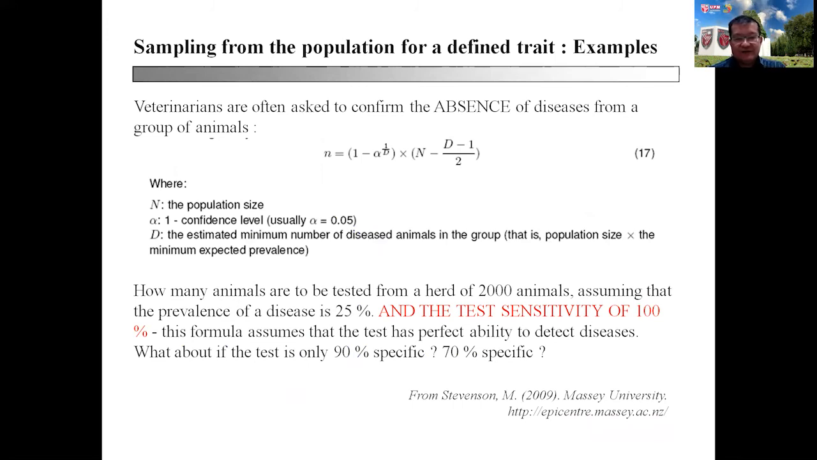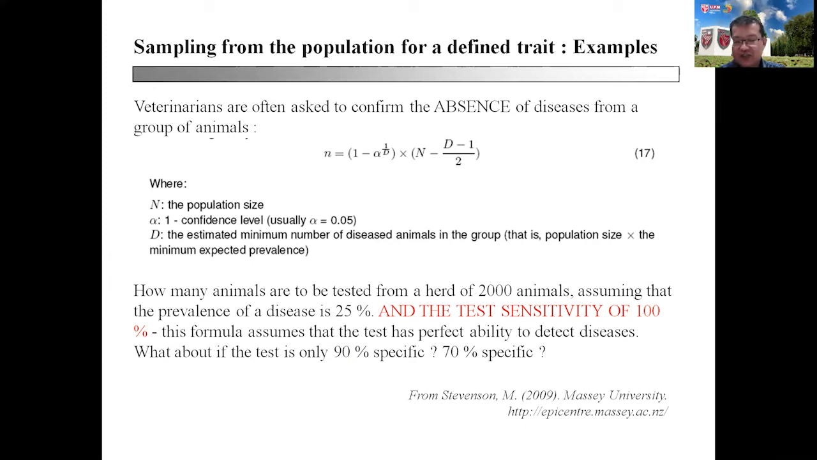And in the same manner, veterinarians are often asked to confirm the absence of diseases from a group of animals. You can see here, this is based on the formula published by Stevenson, 2009 from Massey University. You can refer to the materials at epicentermassey.ac.nz. So in this case, how many animals do you need to test? From a herd of 2,000 animals, assuming the prevalence of disease is 25% and the test sensitivity of 100%.